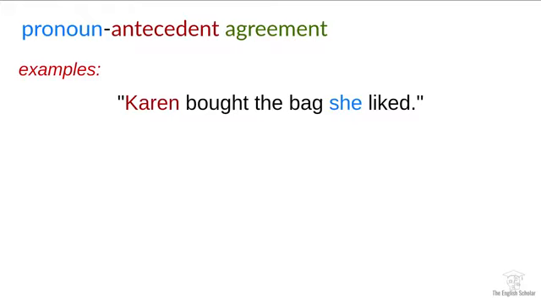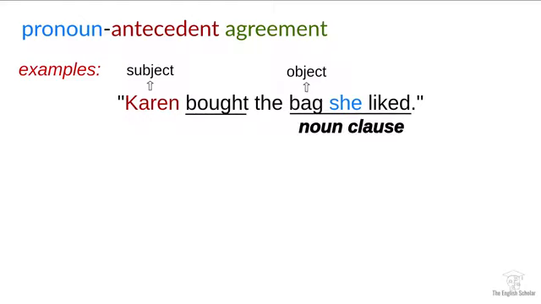Karen bought the bag she liked. Karen acts as the performer of the action word, which makes her the subject of the sentence. The bag here is the direct object, directly receiving the action word performed by Karen. She liked here is additional information to the bag, which makes this a noun clause, acting as a noun. They are acting as one to be the object of this sentence, the receiver of the action word.